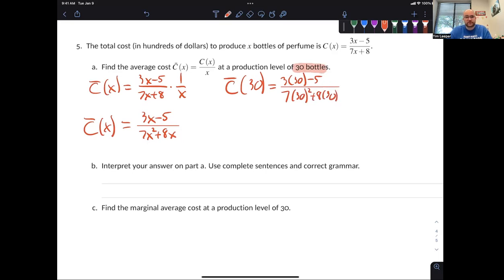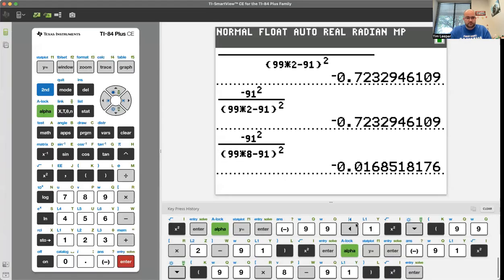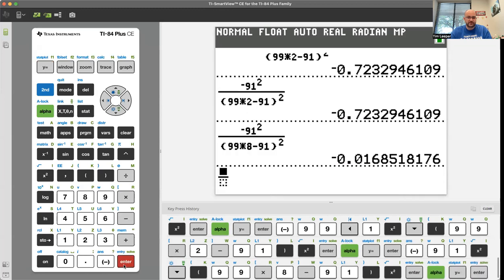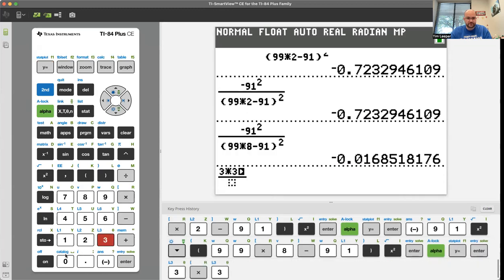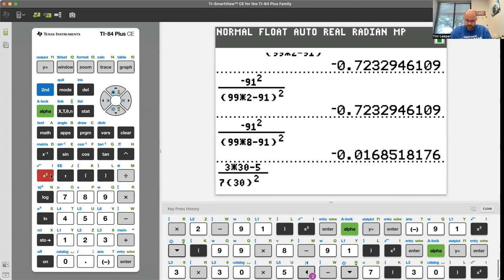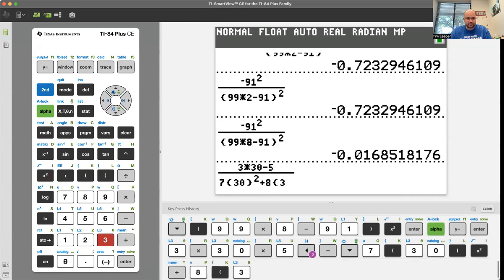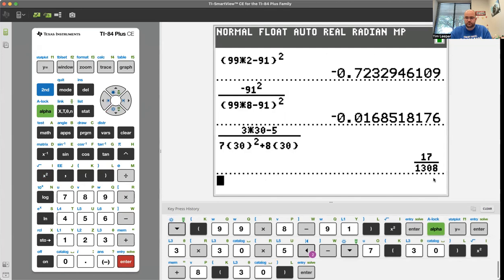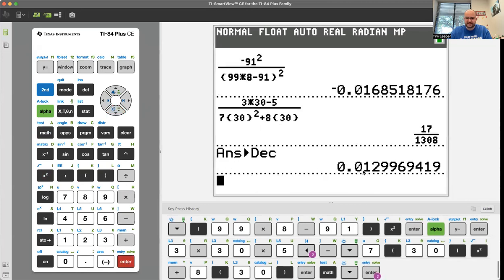Fantastic. And then we just type it in. So we have alpha y equals enter. 3 times 30 minus 5, not times. There we go, minus 5 over 7 times 30 squared plus 8 times 30. And there we go. If we want a decimal here, convert it to a decimal. And notice that it says 0.012996, and so on. But what are the units here?